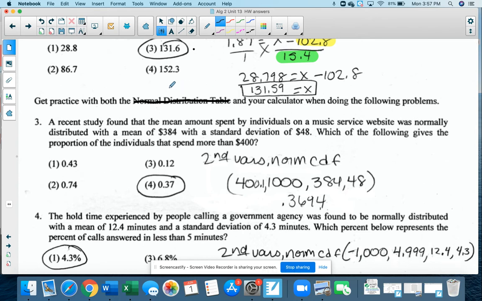I wrote that down. You did not have to do that if you looked on the calendar. So we're just going to look at your calculator when you're doing these, all right? So every single one of these, we're using our calculator.